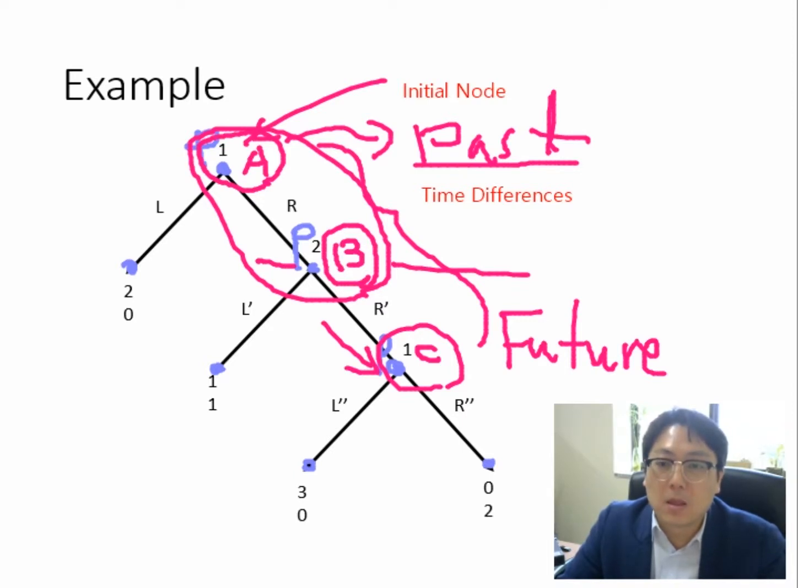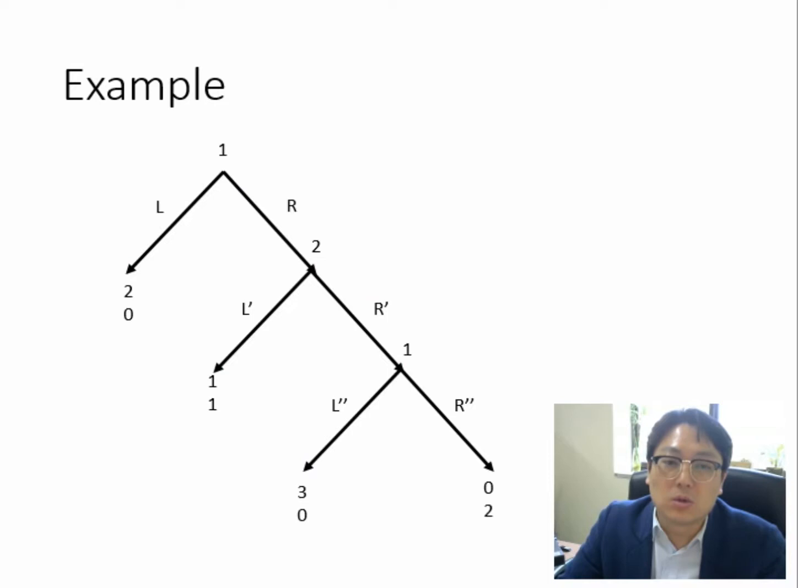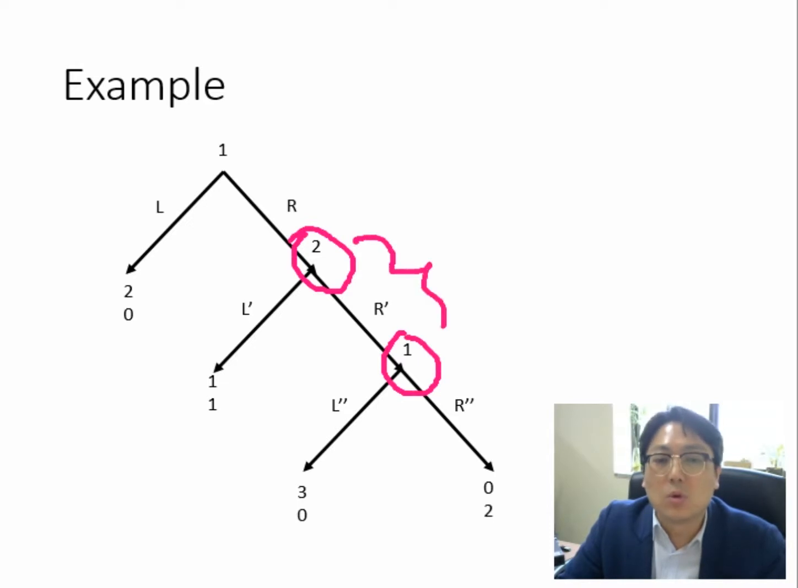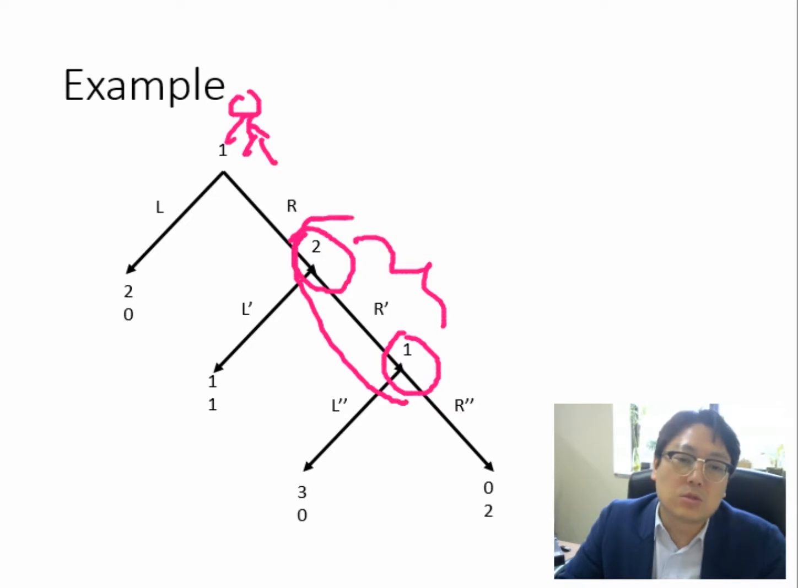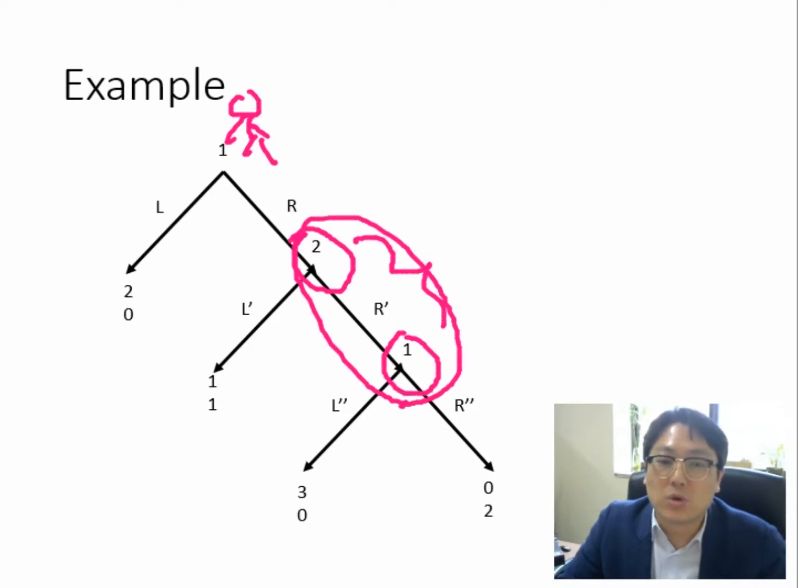Okay? But at the initial node, if I'm standing here, then these two nodes, what this player will choose, are in the future, not the past, because it has not happened when player one is choosing his strategy at the initial node.